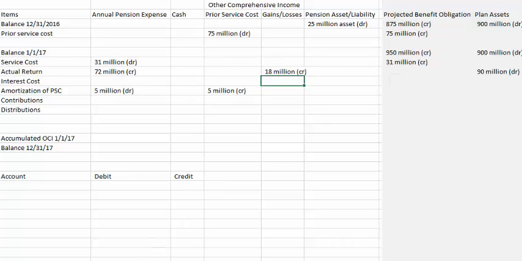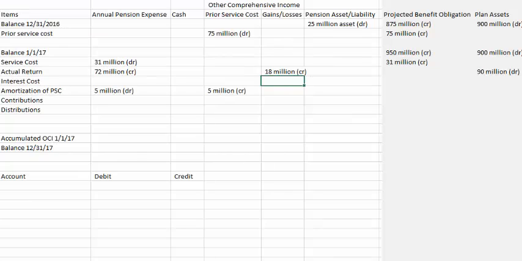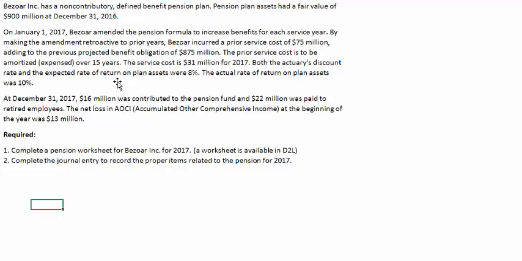So now let's go back to our problem. And the interest expense, so the expense account, you're going to take the discount rate, which is right here, the 8%, times the beginning PBO. Beginning PBO is not 875, it's really 950. So you take 950 times 8%, and 950 times 8% is $76 million. And that's going to increase pension expense. It's also going to increase the projected benefit obligation. Alright, working our way through. So that's it for those items.